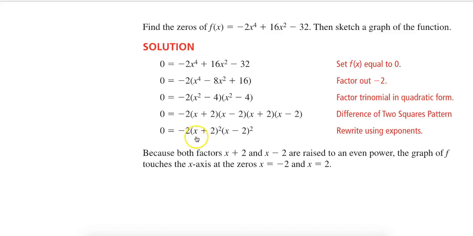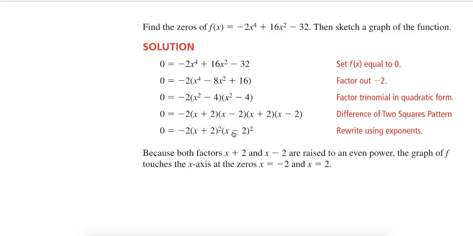Our solutions are going to be x equals -2 and x equals +2. Remember, because these are raised to the second power, the graph is going to come up and touch the x-axis but never cross it. That is something that we learned in the example number 1 video. When we have a multiple solution raised to an even power, our graph is going to come up and touch that point but never quite go through it. It's just going to touch it and then come back down.